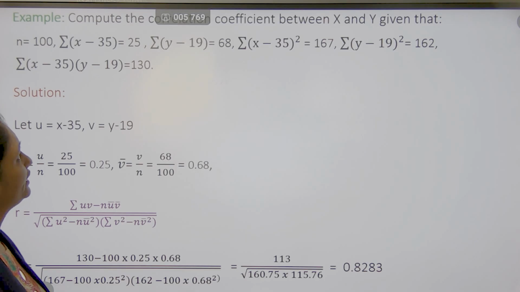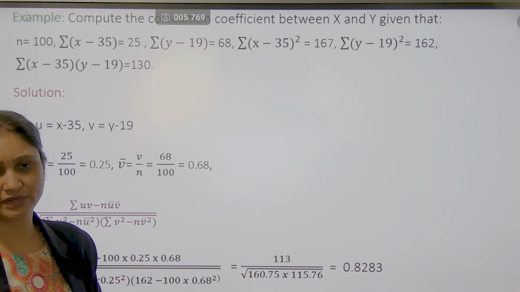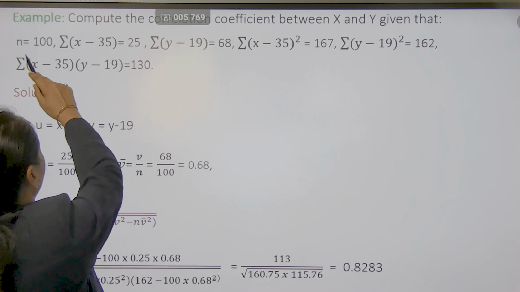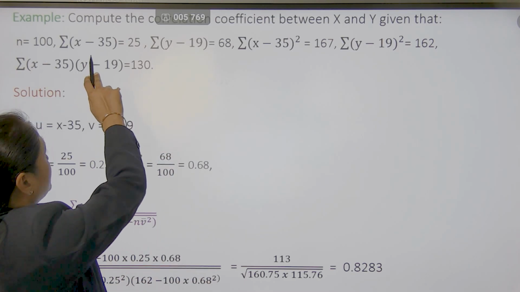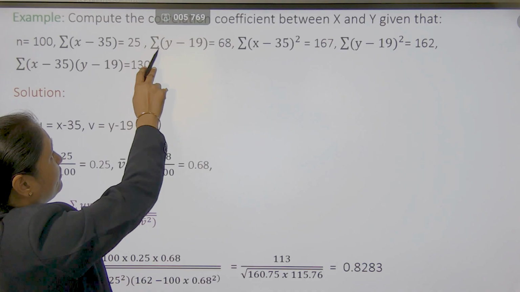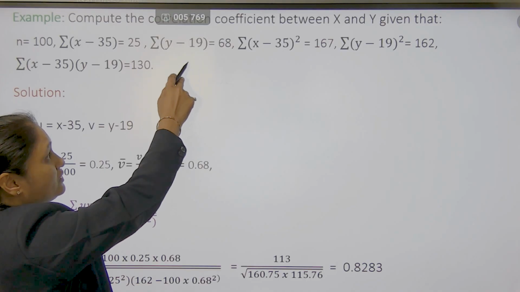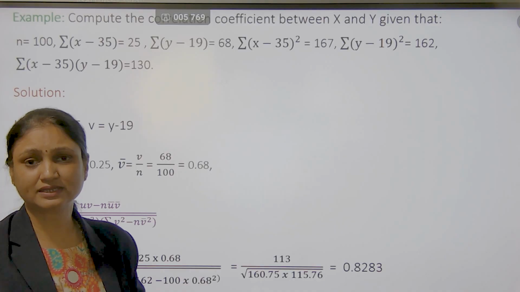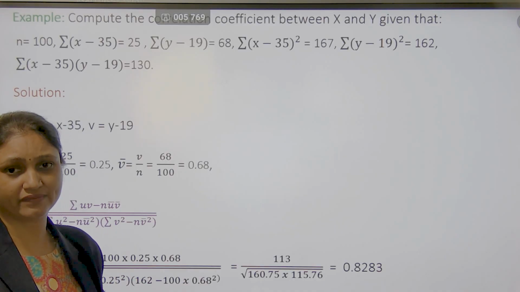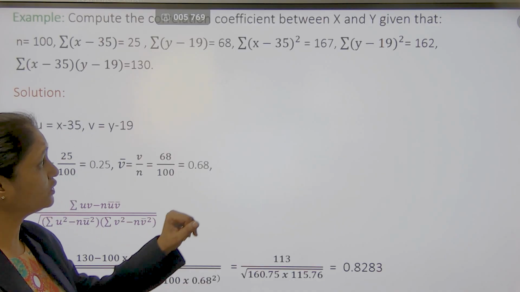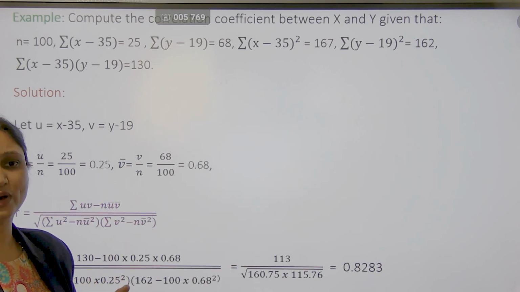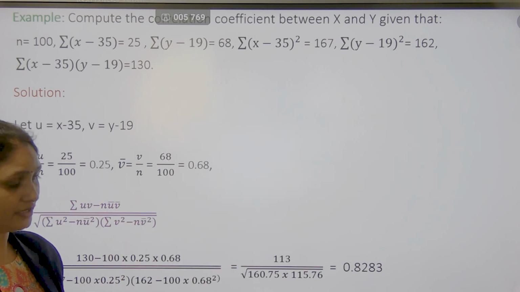So the next example is to compute the correlation coefficient between x and y, given that n is 25, summation x minus 35 is equal to 25, summation y minus 19 is equal to 65, summation x minus 35 whole square is equal to 167, summation y minus 19 whole square is equal to 162, and summation x minus 35 into y minus 19 is equal to 130.